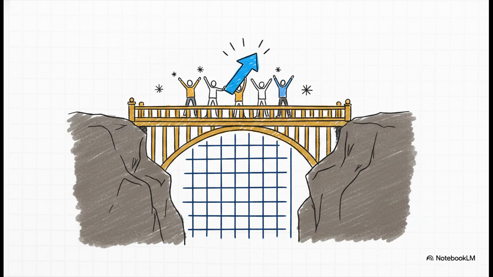So I'll leave you with this one question to think about. If your absolute top performer walked out the door tomorrow, would your project survive or would the whole shebang come crashing down? Build your competency matrix today and find out for sure.